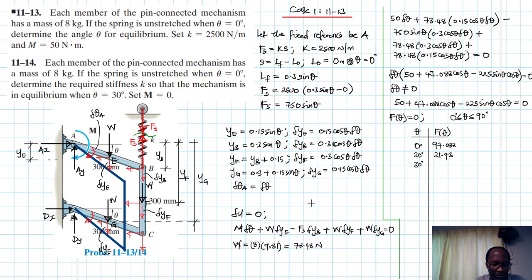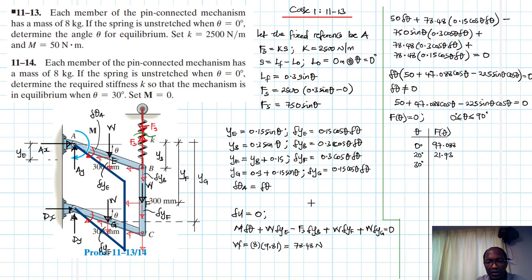Okay, let's try and plug in 30. So we have 50 plus 47.088 cos 30 minus 225, let me check the first one. 50 plus 47.088 cos 20 minus 225 sine 20 cos 20.